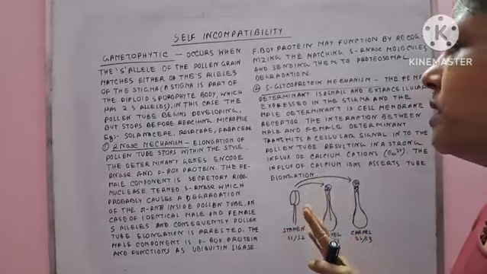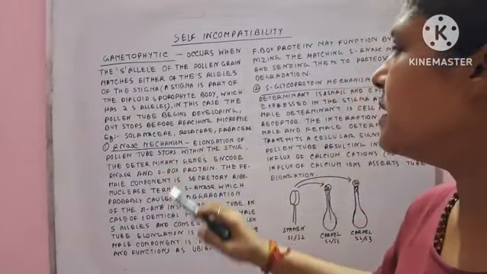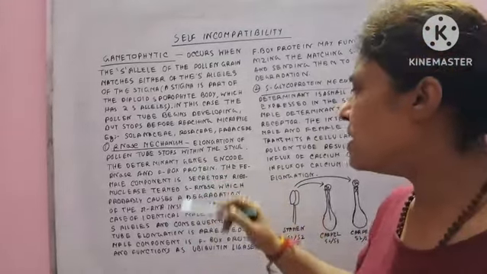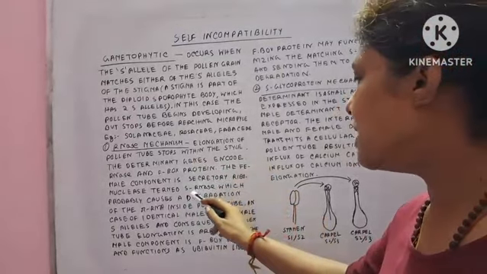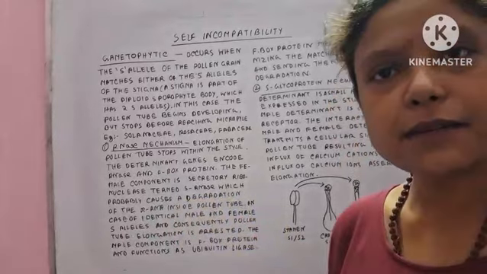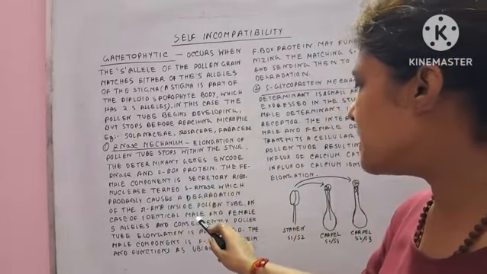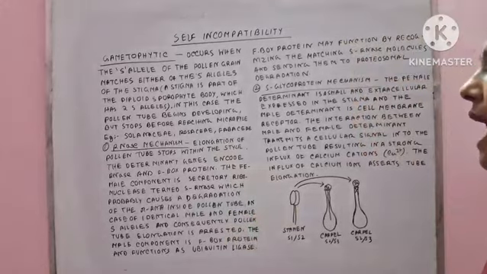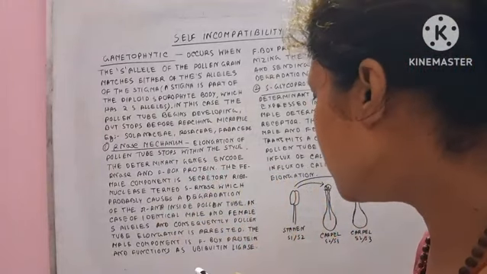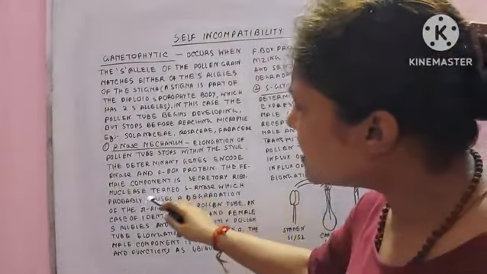So there are two components, one is the male determinant and the other is the female determinant. The female determinant here is the RNase, known as the S RNase. And what is its role? It is responsible for the degradation of the rRNA that is present within the pollen tube. Clear? And the male determinant is the F box protein.